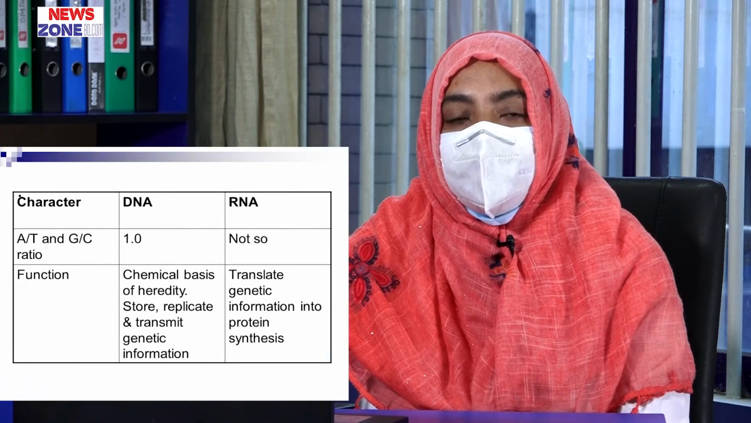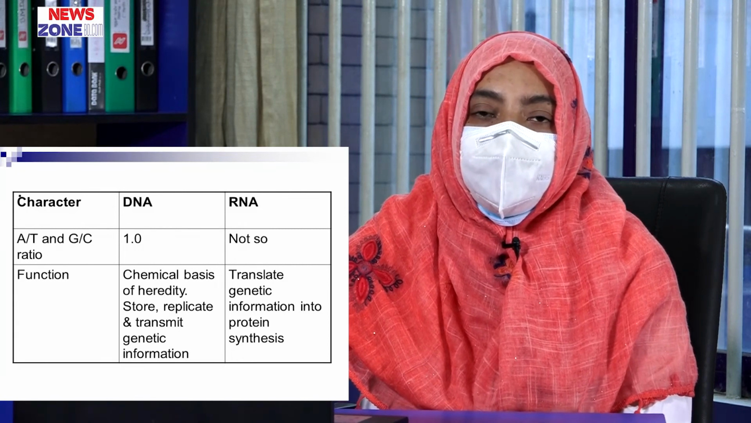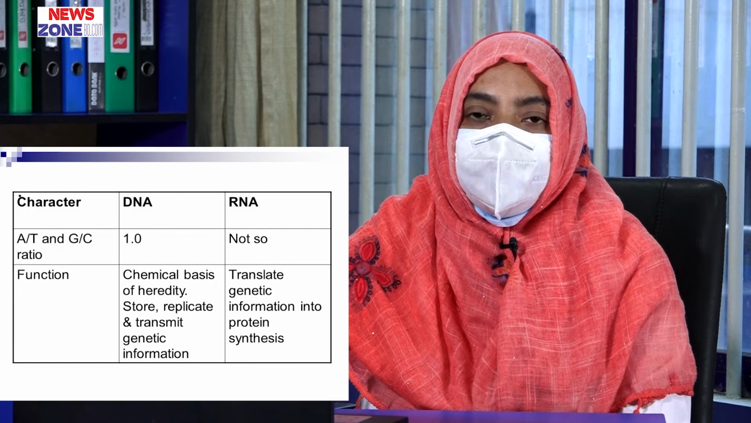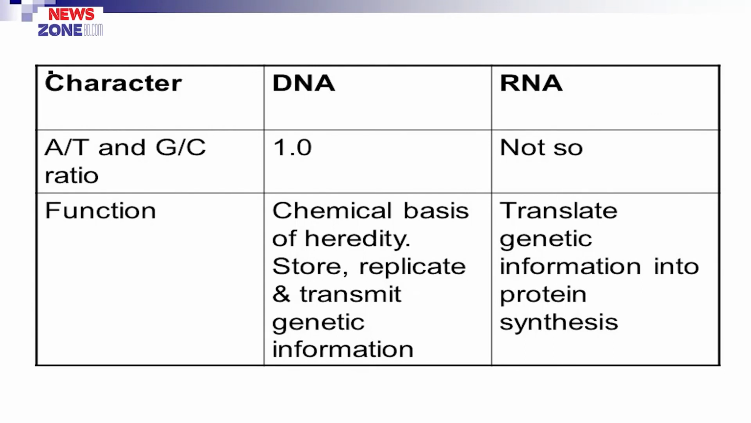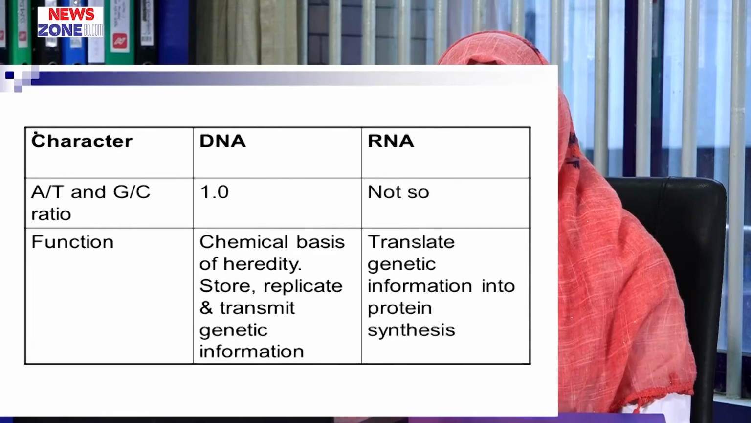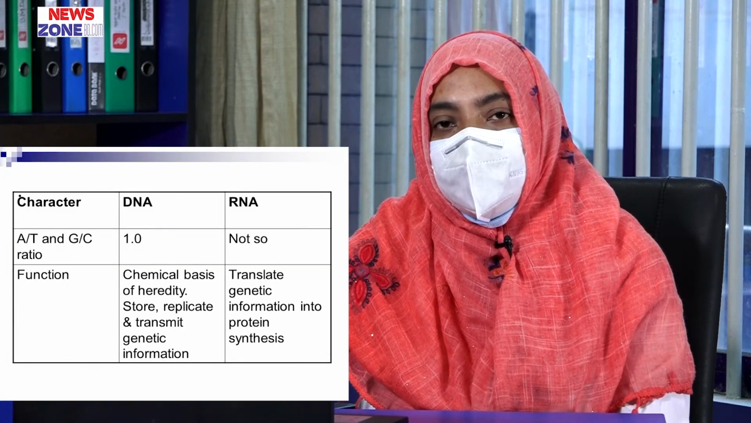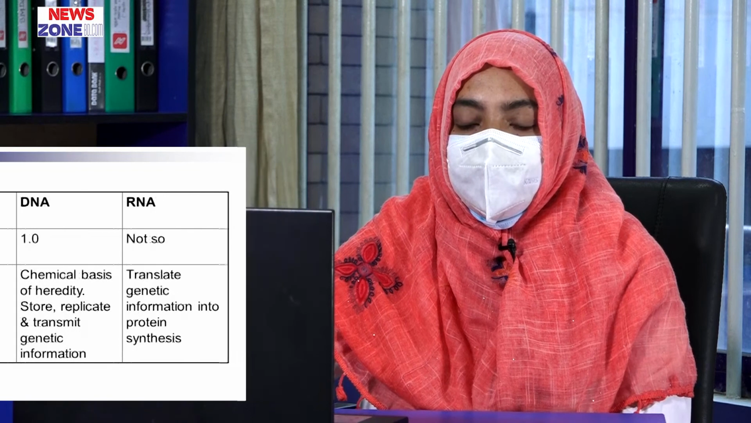Now come the AT and GC ratio, that means adenine to thymine and guanine to cytosine ratio. This ratio in DNA is equal to 1, but in case of RNA or ribonucleic acid it is not so. Then come the function. Deoxyribonucleic acid or DNA is the chemical basis of heredity and it is concerned with storage, replication and transcription of genetic information. And ribonucleic acid or RNA is concerned with translation of genetic information for protein synthesis. So, these are all about nucleic acid.